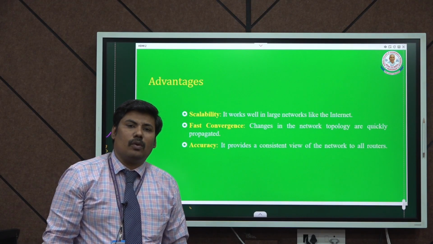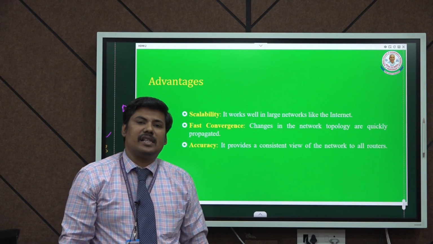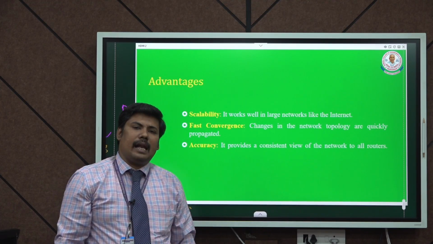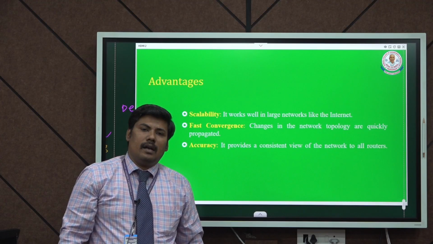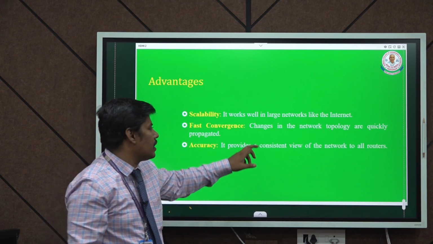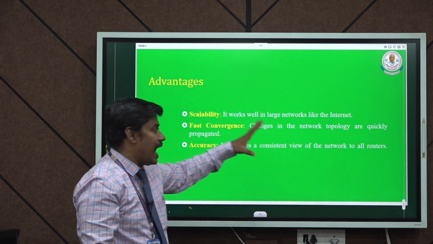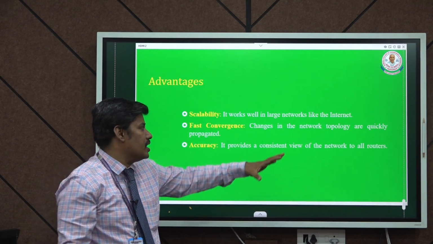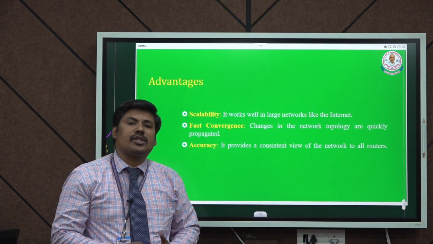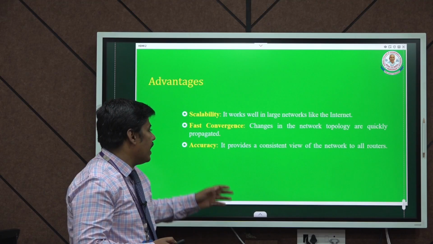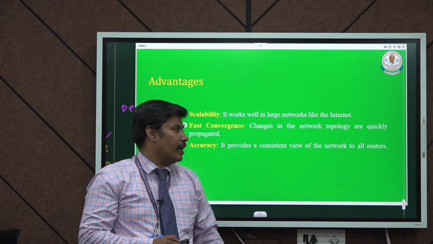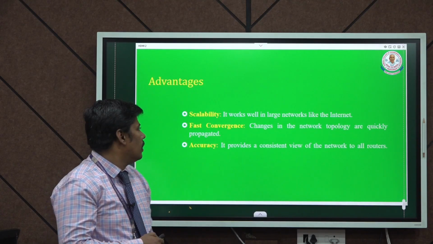And we have to know about the advantages of the distance vector routing algorithm. It gives more scalability and supports large networks. It has fast convergence, so changes in the network topology are quickly propagated. It gives accurate data to provide a consistent view of the network to all routers.